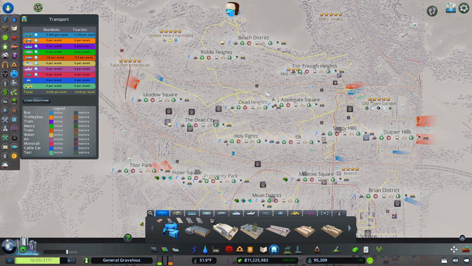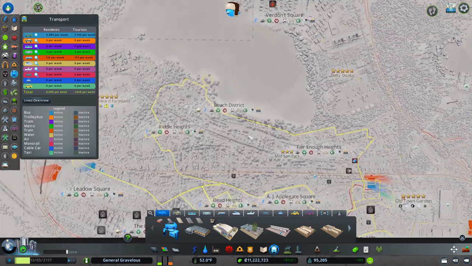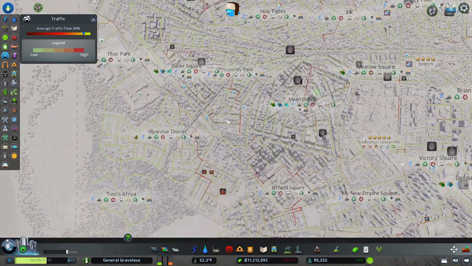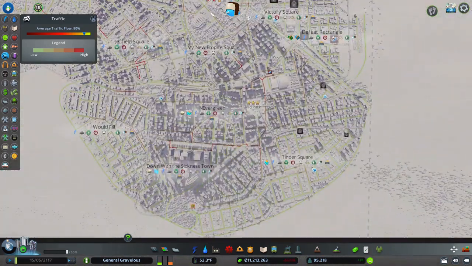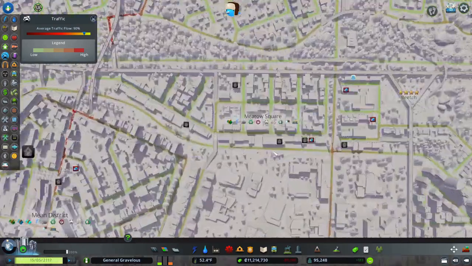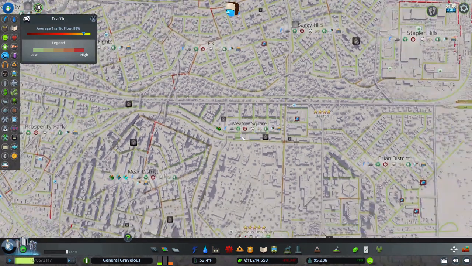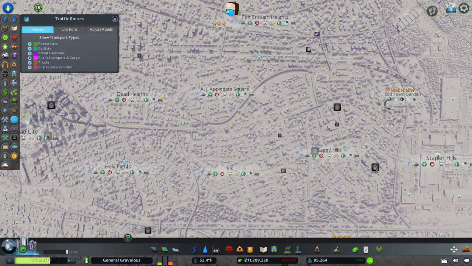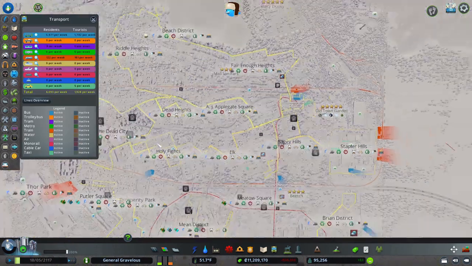But if we take a look here, 89 is the average traffic flow. It's still not too bad, is it? Although something is definitely going horribly wrong, as you can see from the abandonment thing. But anyway, we'll tackle that in the next episode. I guess that's what we should be doing.